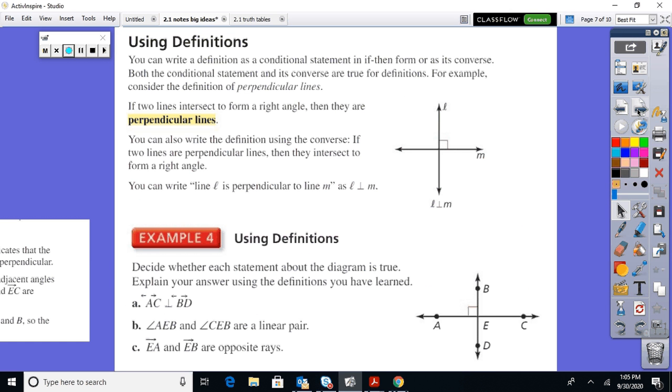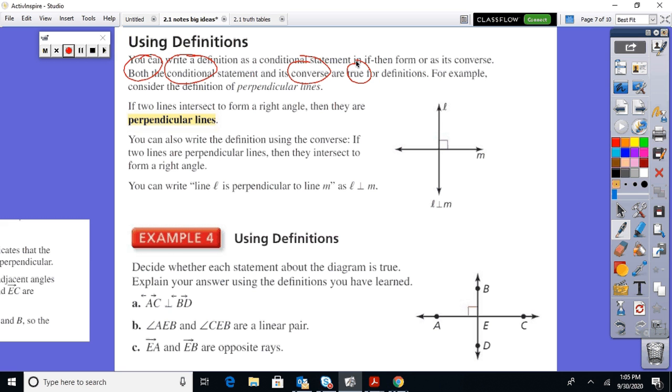All right, good definitions. You can write a definition as a conditional statement in if-then form, or as its converse. Both the conditional statement and its converse are true for a definition. So to be a good definition, both conditional and converse are true.